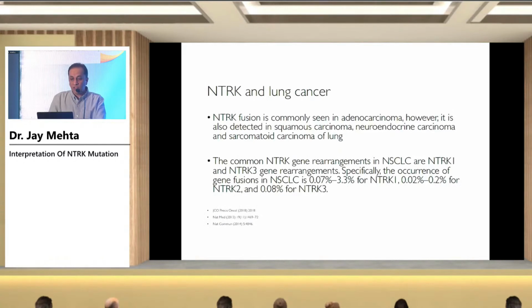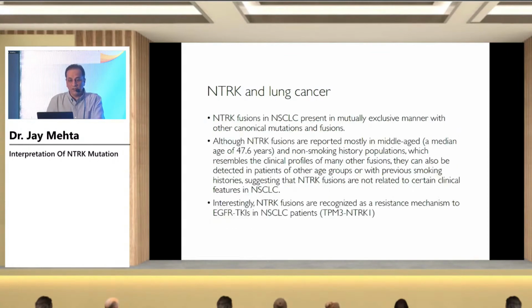Now, NTRK fusion is commonly seen in adenocarcinomas, but sporadic reports also have been mentioned for squamous carcinomas, neuroendocrine carcinoma, and sarcomatoid carcinomas as well. The common NTRK gene rearrangements are the NTRK1 and NTRK3 rearrangements. The numbers are in decimals. It's ranging from 0.07% to 3.3%, which is slightly on the higher side for NTRK1. Otherwise, 0.02 to 0.2 and 0.08. So it's less than 1%. So your chances are a needle in a haystack.